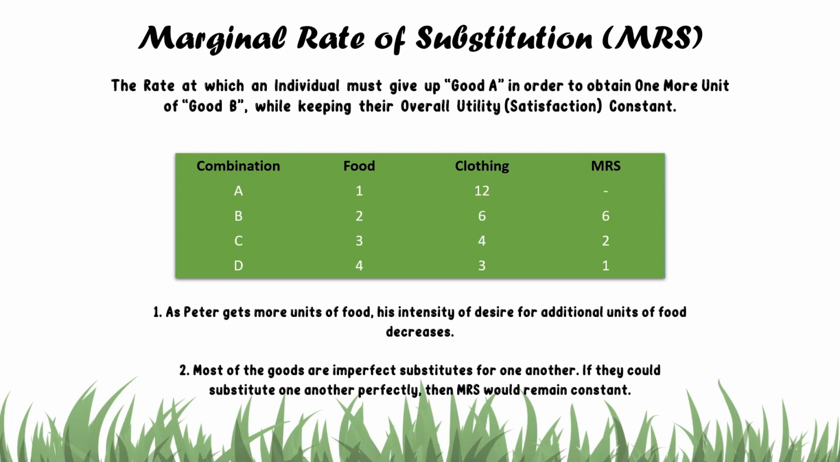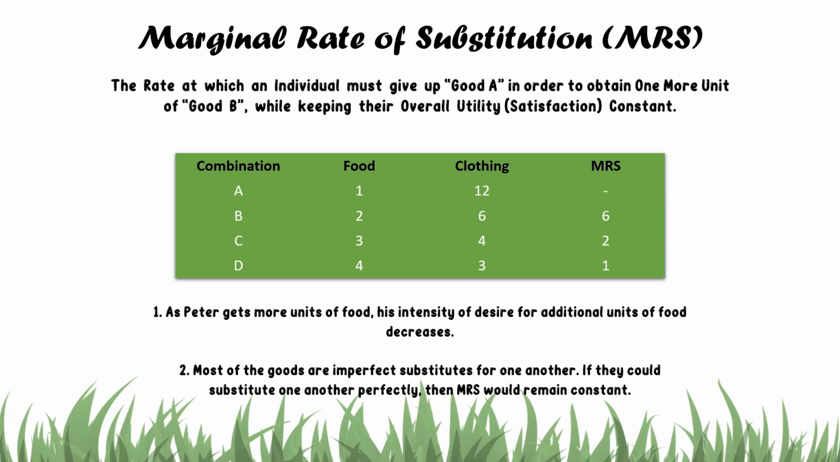In this example, Peter initially gave up 6 units of clothing to get an extra unit of food. Hence, the MRS is 6. Similarly, for subsequent exchanges, the MRS is 2 and 1 respectively. Therefore, the MRS of X for Y is the amount of Y whose loss can be compensated by a unit gain of X, keeping their satisfaction the same.